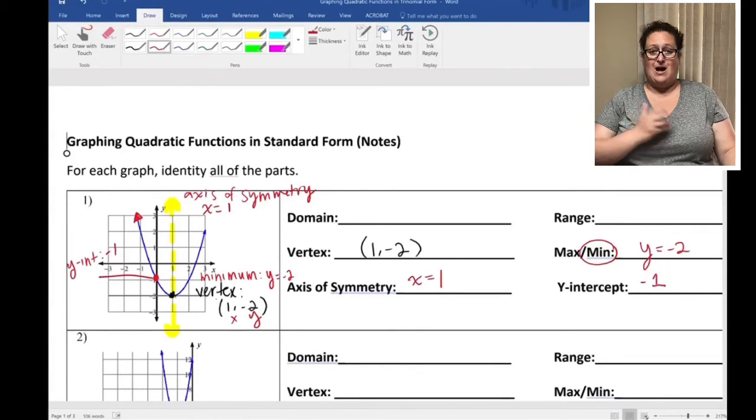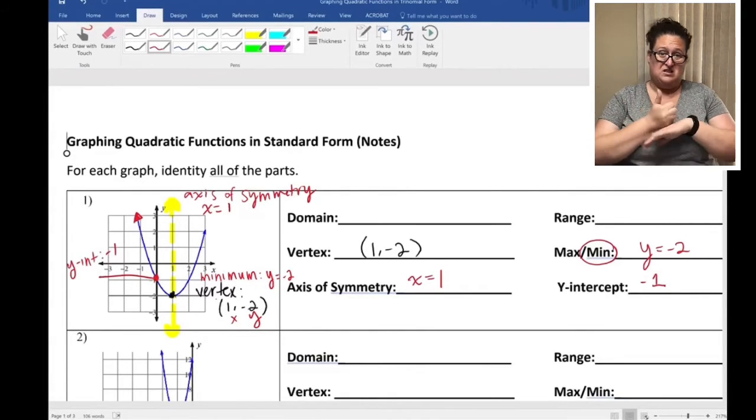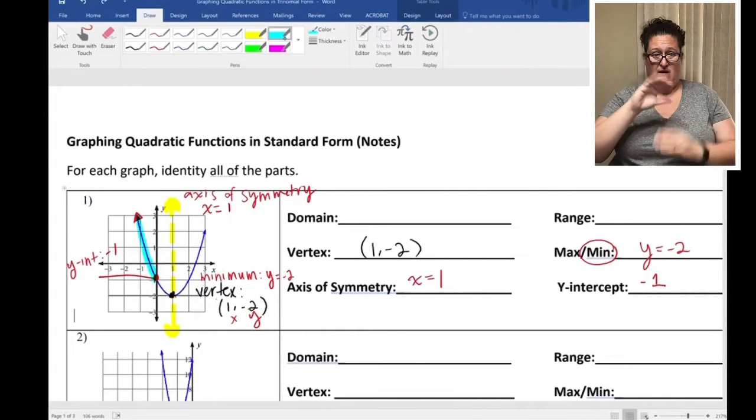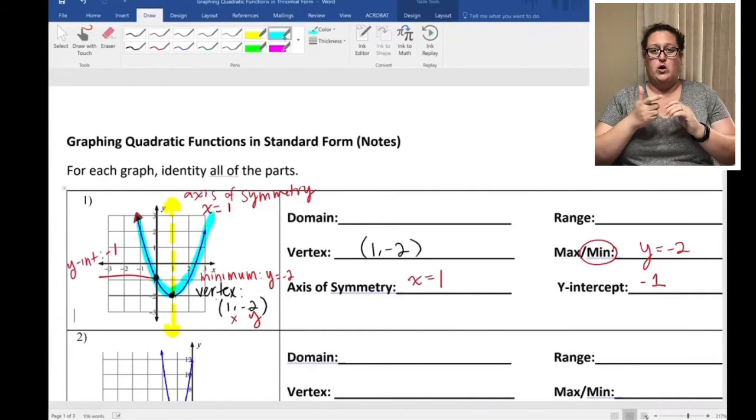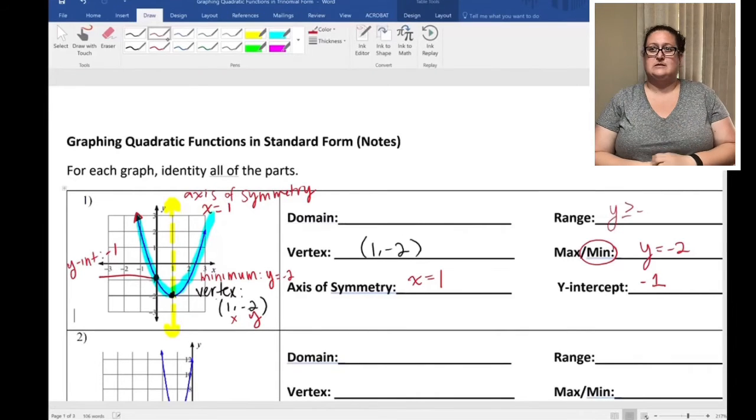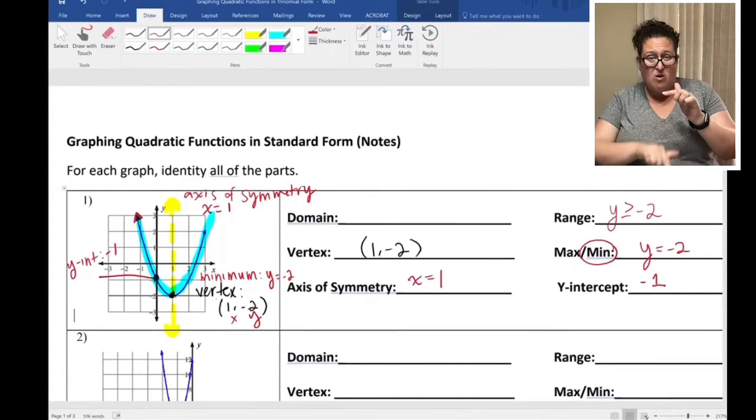Our range will be our set of y values. Our y values are all the numbers that are greater than or equal to -2. As you can see on our graph, the lowest y value is at -2.